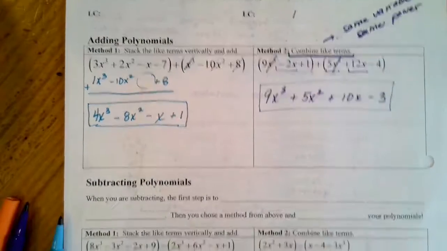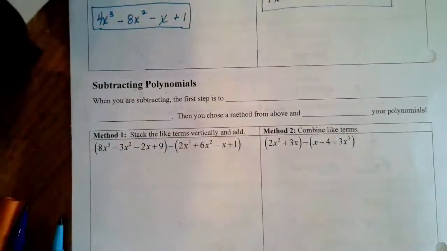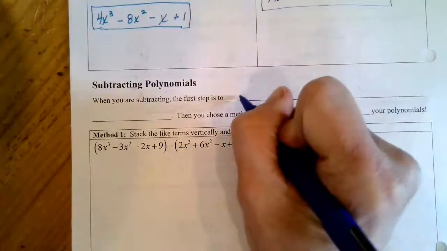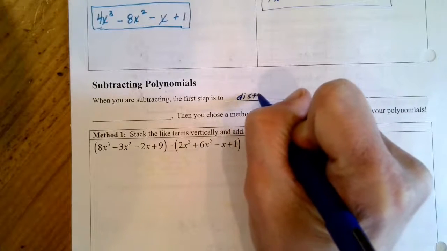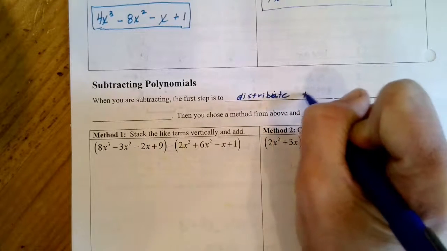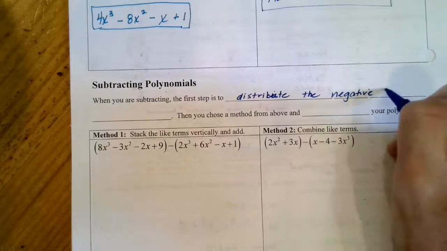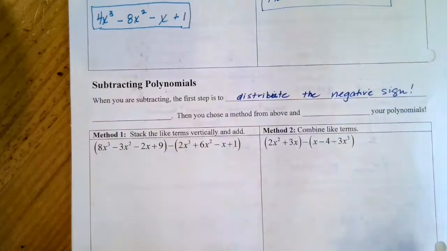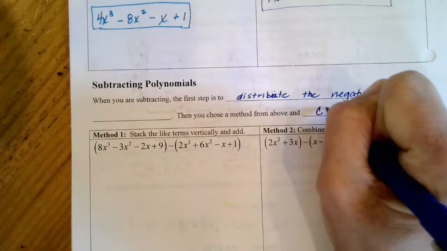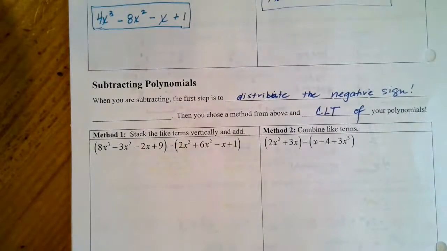When we talk about subtracting polynomials, we need to make sure that we keep track of our signs. So when subtracting, our first step is we want to make sure that we distribute the negative. Then I can choose a method above and combine like terms of the polynomials. All right, so here's what I mean about that.